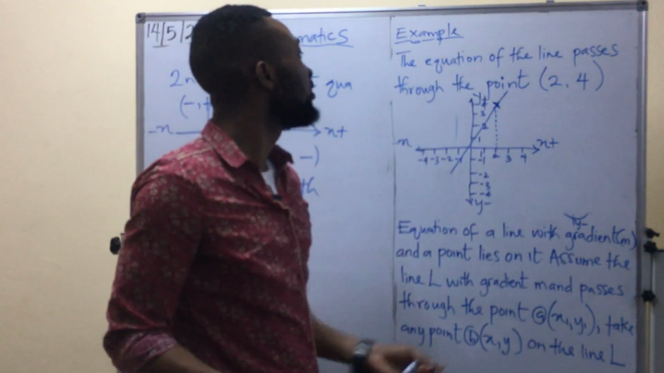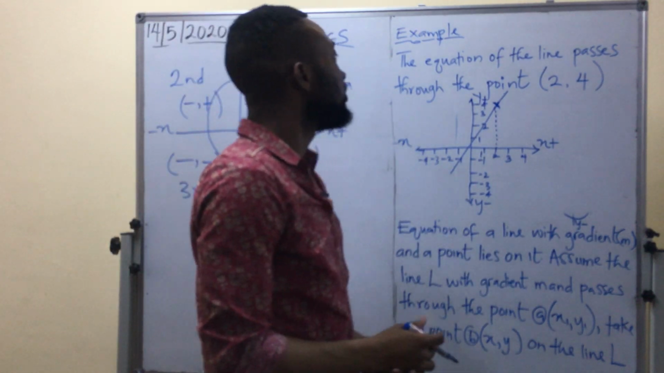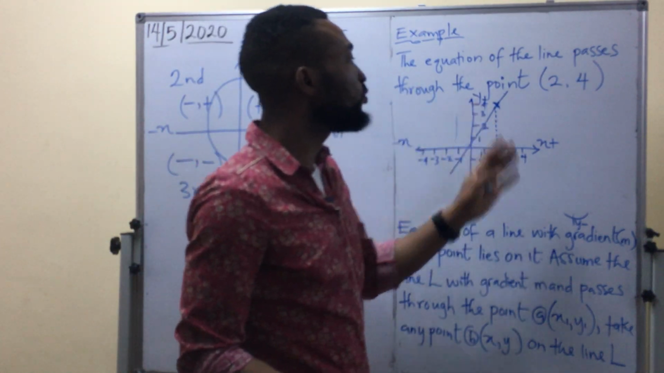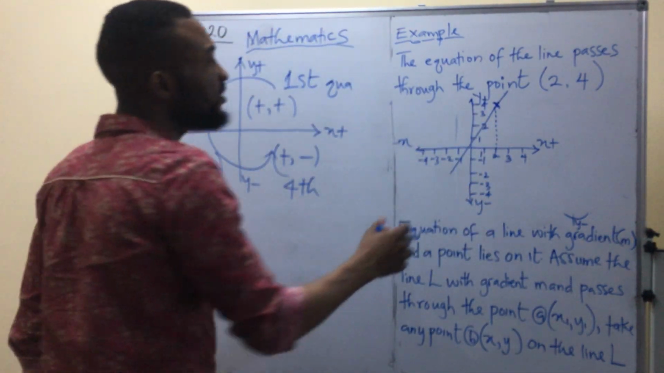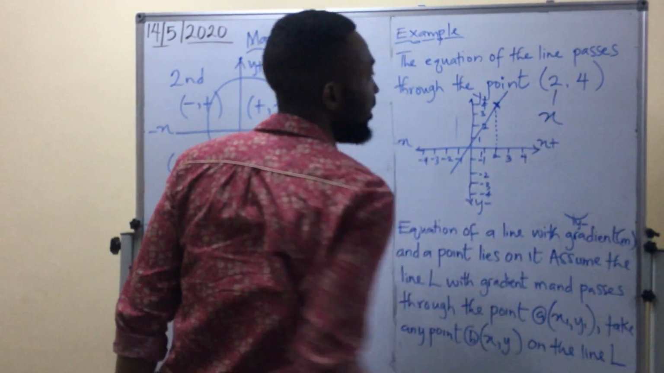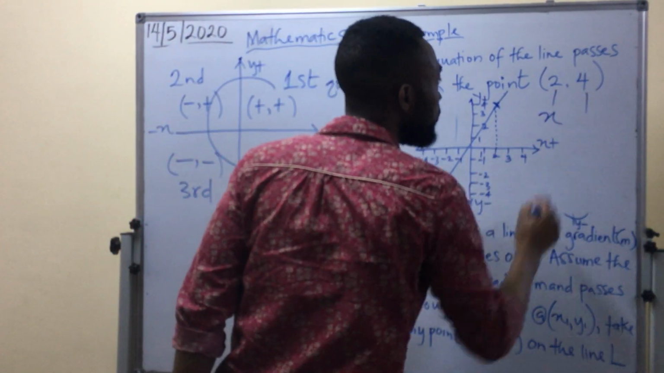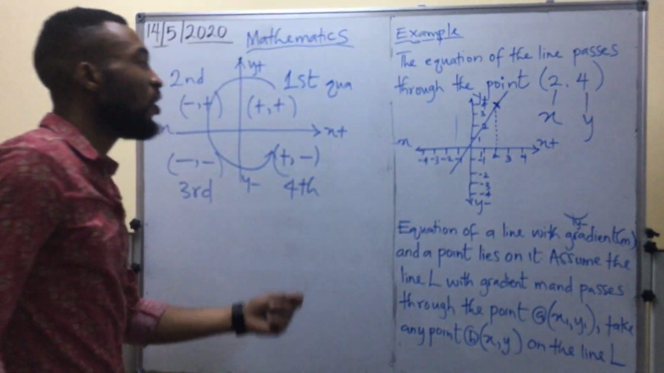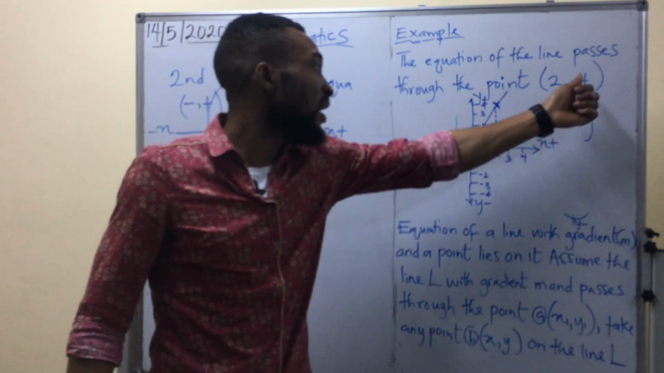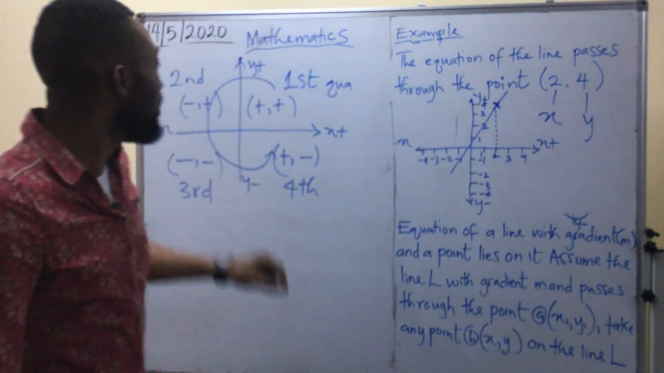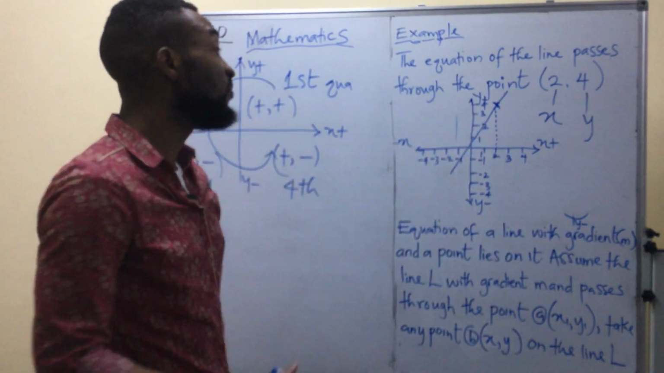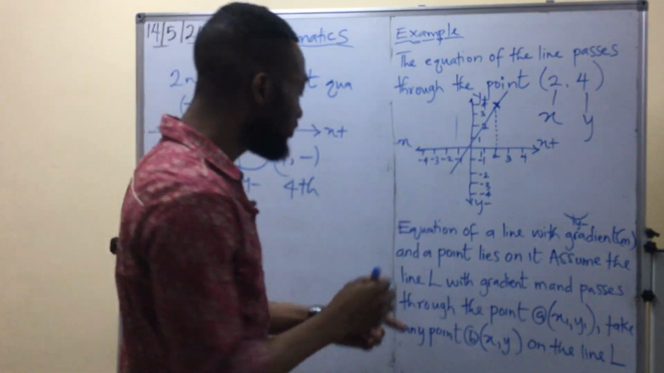So now, according to the question that was given, the equation of the line passes through the point 2 and 4. If you are to locate these two points here, the 2 will stand for the x-axis and the 4 will stand for the y-axis, but under what quadrant? If you look here, the 2 is positive and the 4 is positive as well. So in our first quadrant, that is where we have plus and plus. So this lies in the first quadrant.